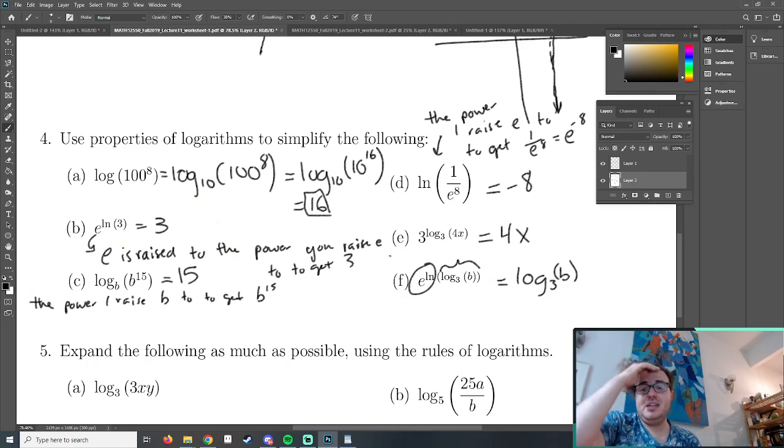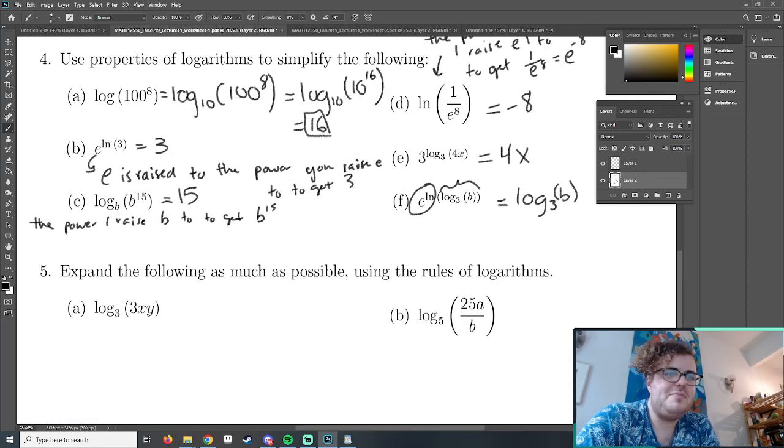Again, these can be confusing at first. If you start to internalize those rules, and I highly recommend you do it by either thinking about what the equivalent exponential version is, like translate the rule into an exponential statement and see if that makes sense, or use this definition that I've been doing, the power I raise my base to get my argument, that will almost always work out. Because again, here we're saying I'm raising e to the power I would raise e to get log base 3 of b. So I should get log base 3 of b.